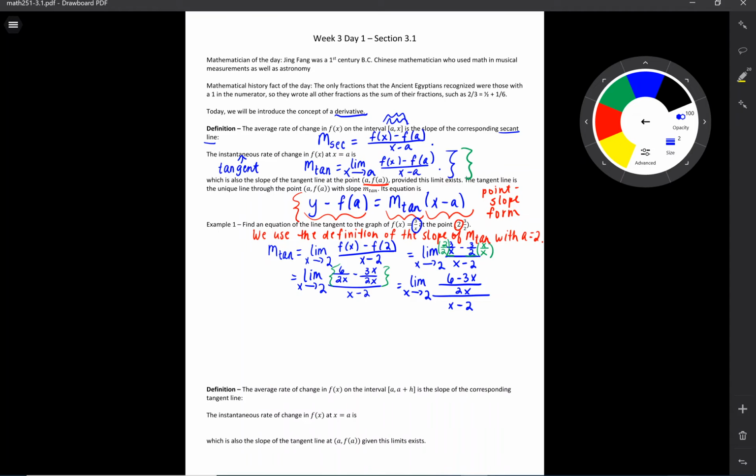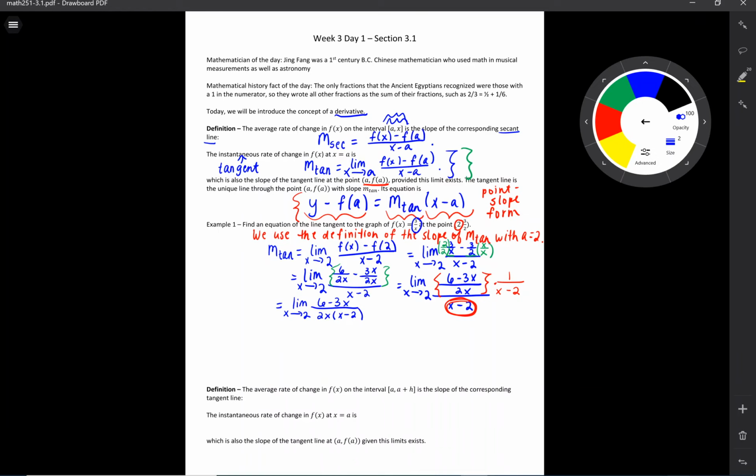Well, what do I do next? Well, I see that I have a fraction and a fraction. So in order to simplify a fraction over a fraction, I keep the top the same, and I multiply this by the reciprocal of the denominator. So basically, I'm going to multiply 6 minus 3x over 2x by 1 over x minus 2. That is the reciprocal of the denominator. So I get the limit as x goes to 2 of 6 minus 3x over 2x times x minus 2.